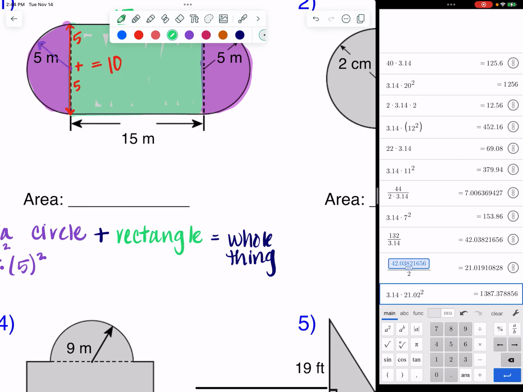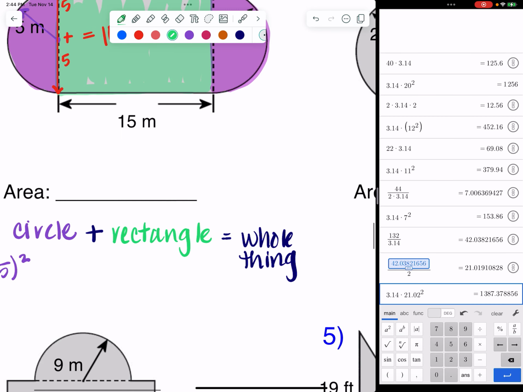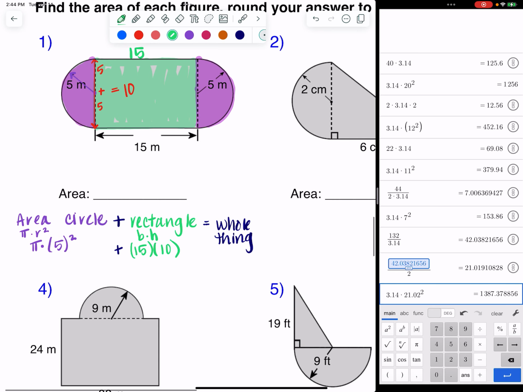Well, I know the area of a rectangle was base times height. You could do length times width if you prefer. Same thing, different name. The base of that rectangle is 15. The height we figured out was 10.